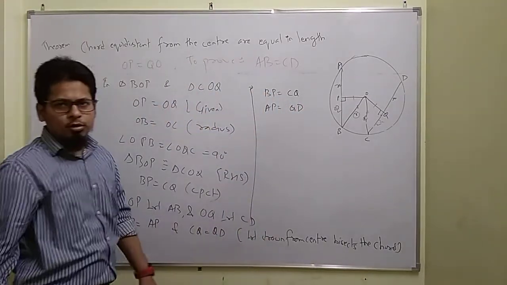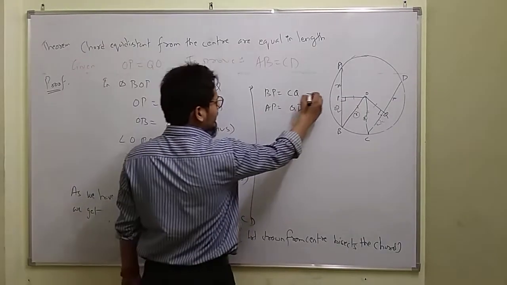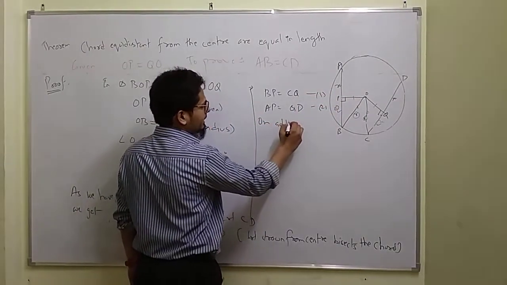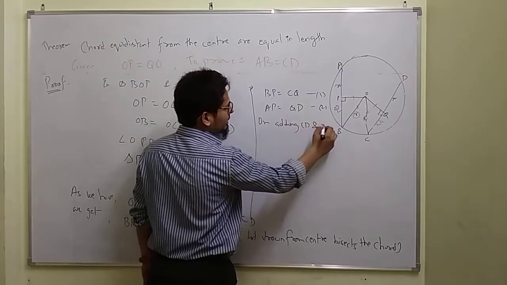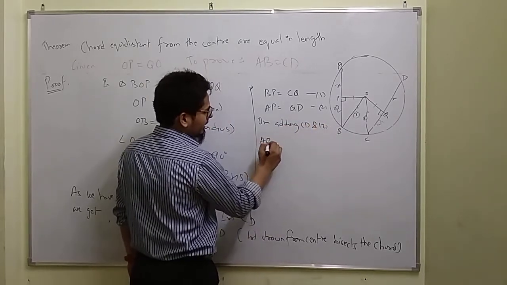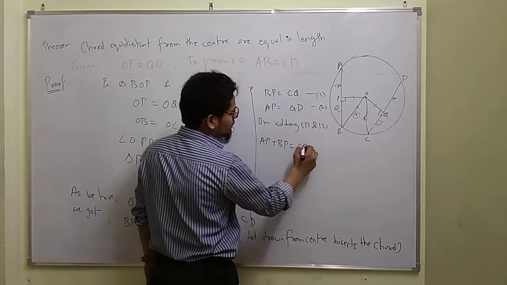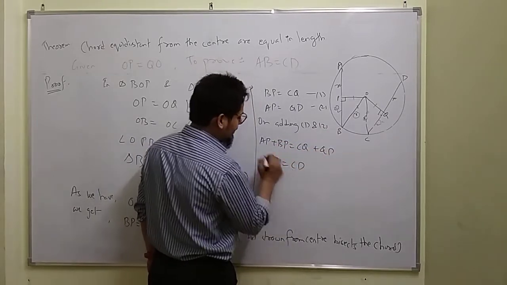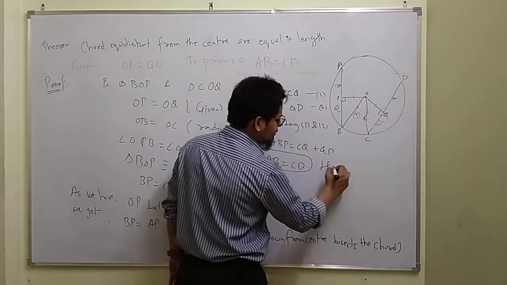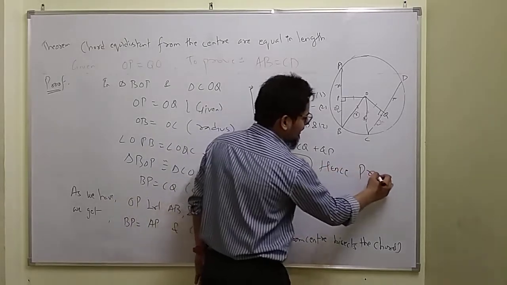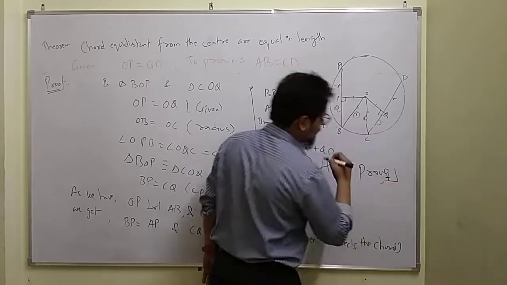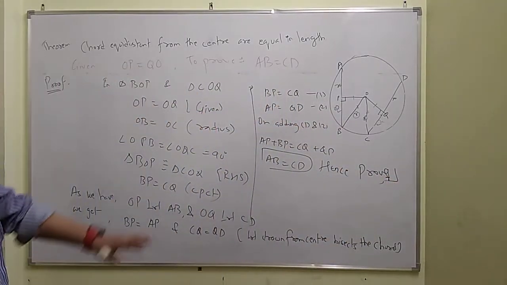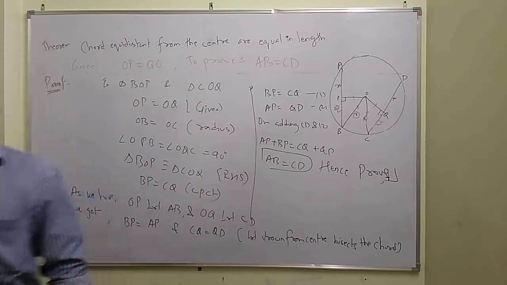Now add both of them. On adding 1 and 2, we get AP plus BP is equal to CQ plus QD. We have AB is equal to CD. Hence proved our theorem. Okay, here our proving stops and finishes. After the proof, we are going to do some questions.